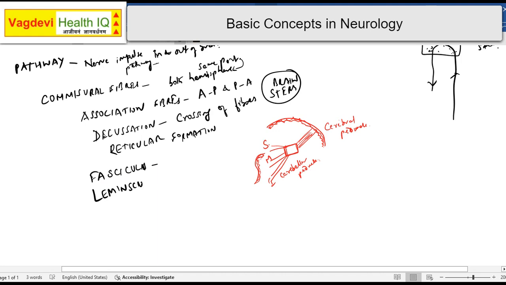So, lemniscus. Suppose this is the ascending tract, going from the brain stem up to the cortex. These bands are called lemniscus. You should remember a minimum of four lemniscus: medial, lateral, superior, and trigeminal. These are the lemniscus you should remember.